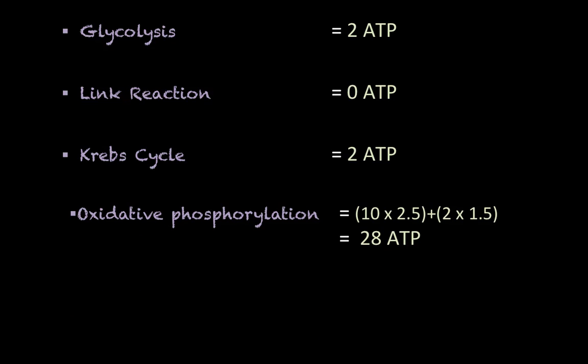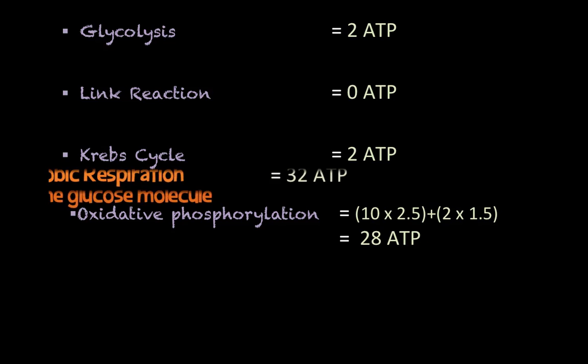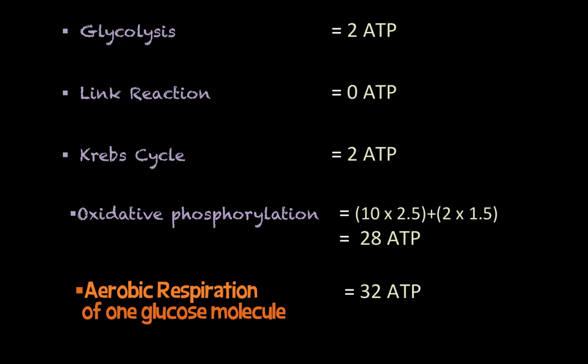So let's look at oxidative phosphorylation. Now with the new numbers, 2.5 and 1.5, we get 28 ATP. So in total, that means that each glucose molecule under aerobic respiration will give you as much as 32 ATP. So now we have the number 32. And just to point out, the bulk of ATP produced in aerobic respiration comes from oxidative phosphorylation. You're getting 28 of the 32 ATP.